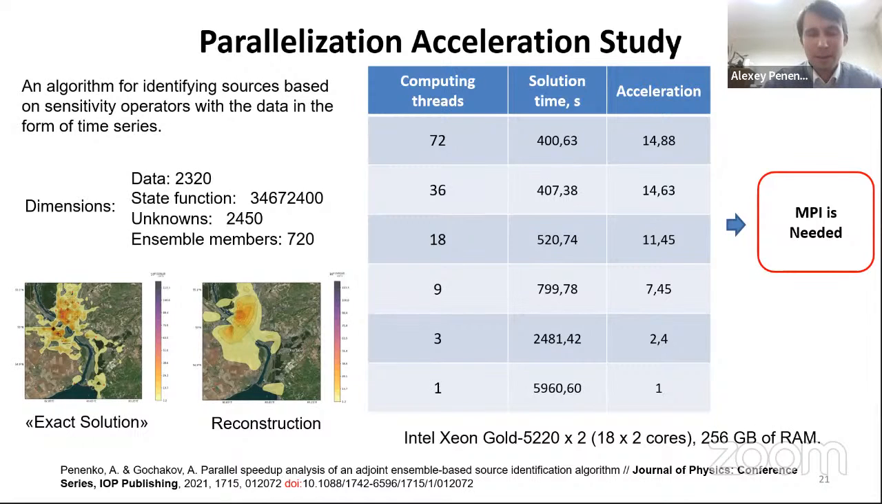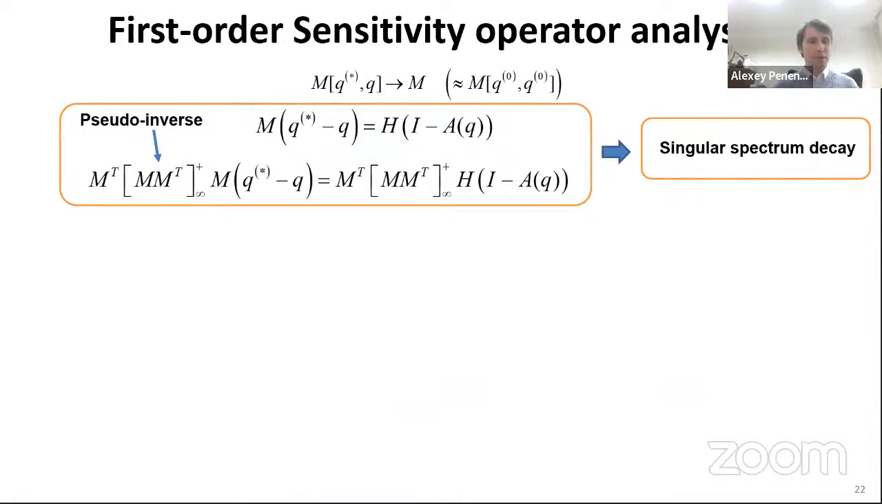So basically, it should be parallelized in a more efficient way. So this is the first approach. I won't talk about it here anymore. And the second approach is to somehow deal with the sensitivity operators.